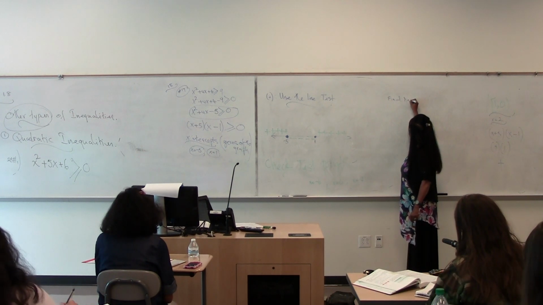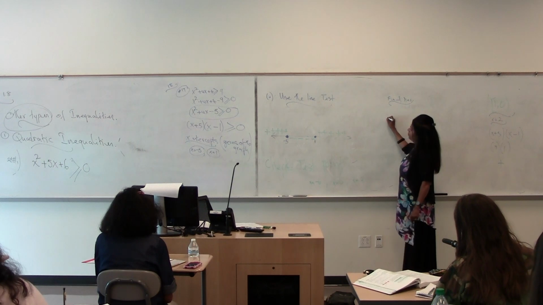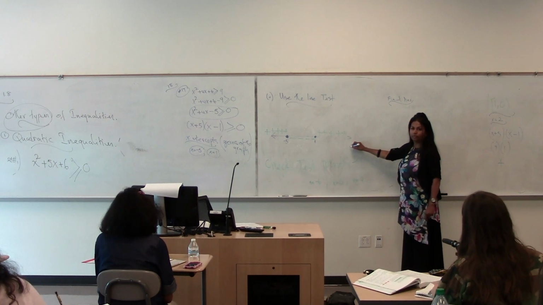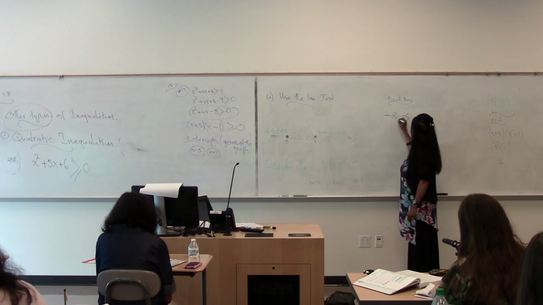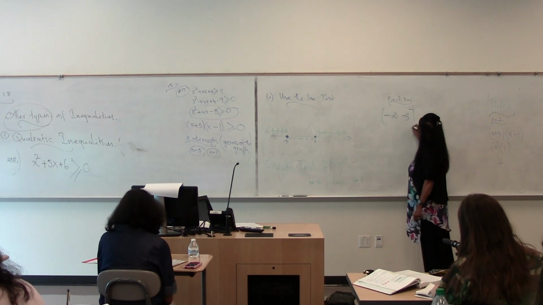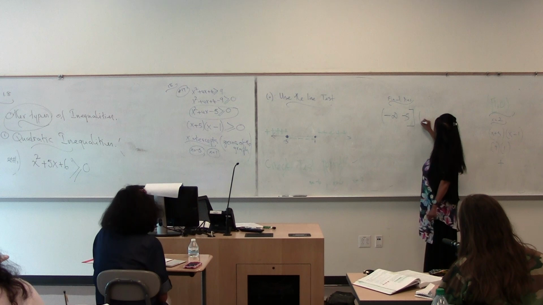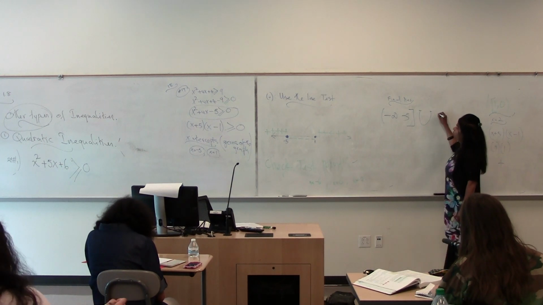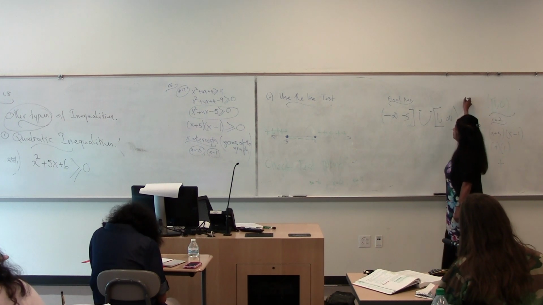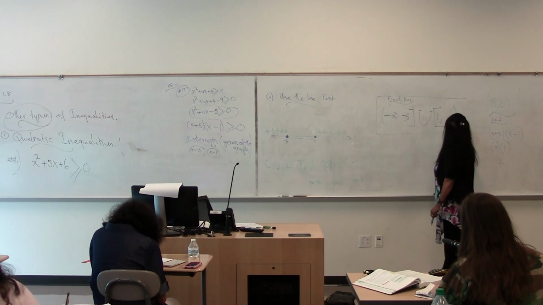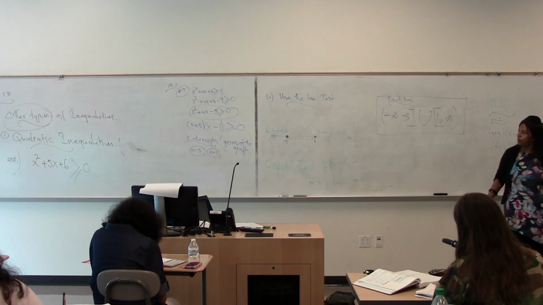Final answer, by looking at the working graph: negative infinity to negative 5, open, union, 1 through infinity, open. Any questions from this problem?